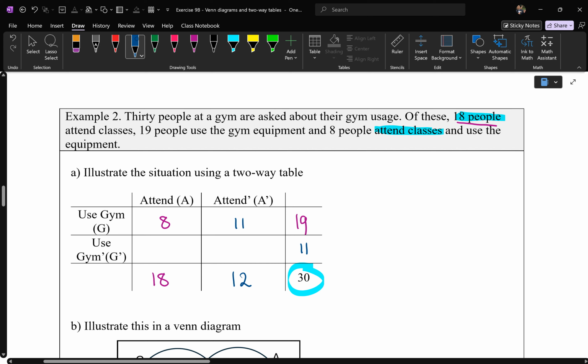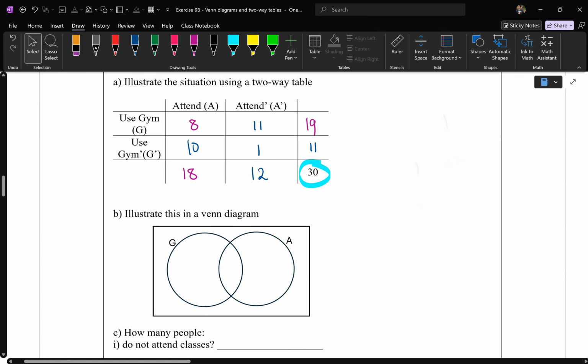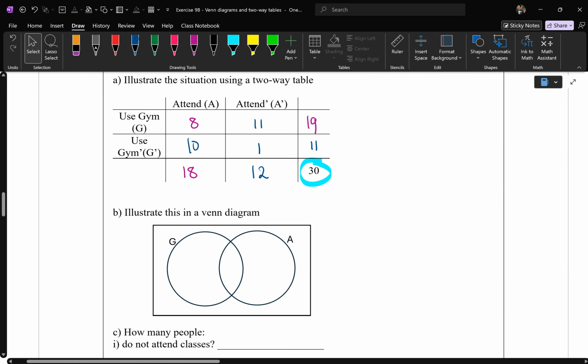And if that's 11, well, then this must be 1. And then this must be 10. Okay, so now that you've got those regions there, you should be then able to fill out the Venn diagram.